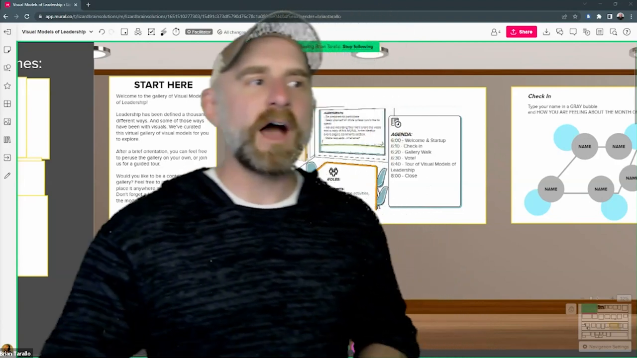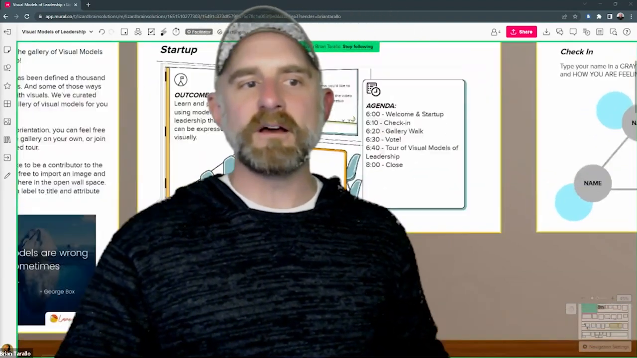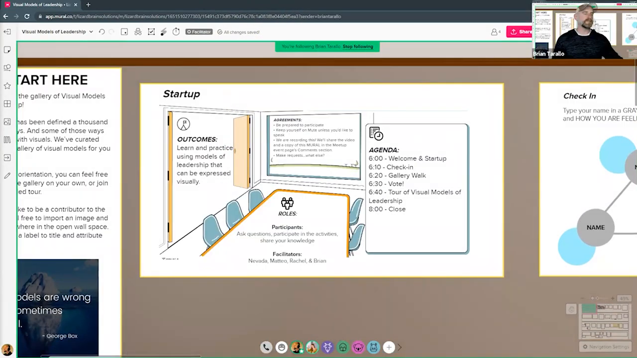So our outcome, we're going to kick off using a Grove tool. This is the meeting startup. Our outcome for tonight is to learn and practice using models of leadership that can be expressed visually. There are tons of different leadership models that we did not include just because they don't have a visual component behind them. So these are the ones that have a visual framework that you can point to.